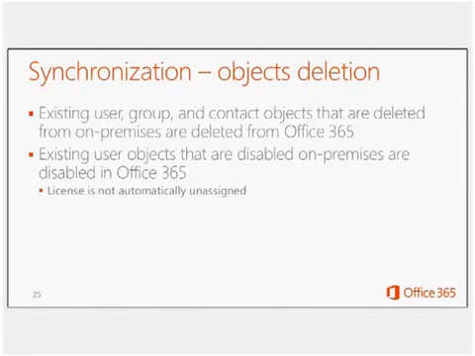When you delete from your on-premises AD, it will have an effect on Office 365. So contact objects, existing users, and groups that are deleted from on-premises will be deleted from Office 365. And when user objects are disabled on-premises, they are disabled in Office 365. The license is not automatically unassigned. So to go along with the fact that licenses are not automatically assigned, they are not automatically unassigned. Licensing from the Office 365 perspective is handled outside of your Active Directory synchronization.